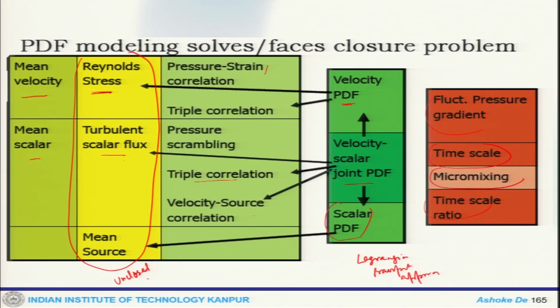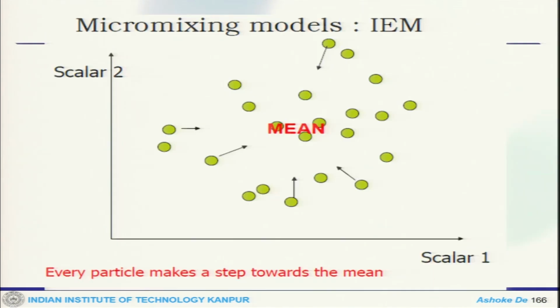Now, one more thing which remains is the micromixing model. When you looked at the scalar PDF, the only thing that we talked about is the IEM, which is essentially where every particle tries to go towards the mean.